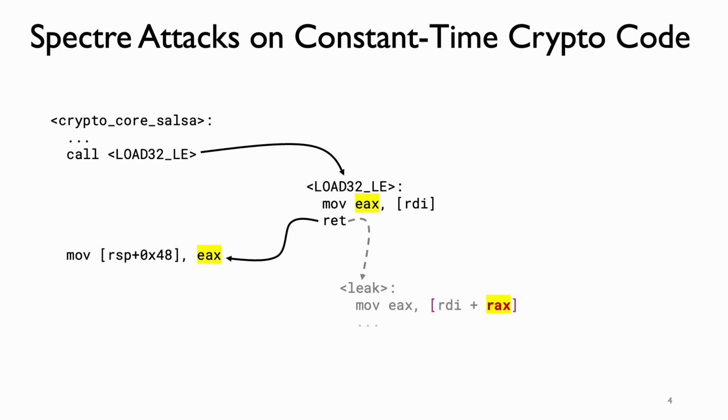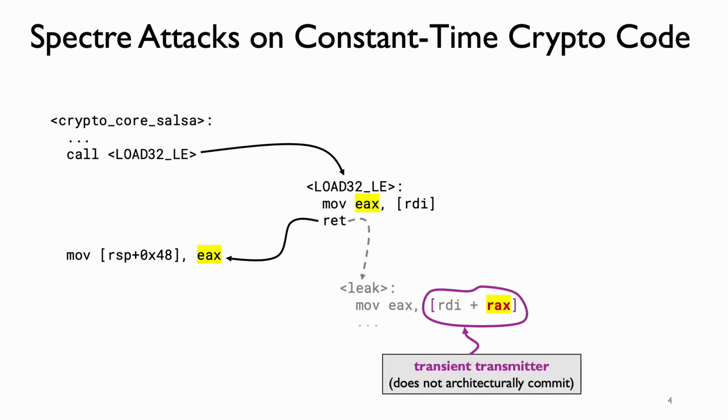However, the processor may mispredict the return address and return to a transient transmitter that leaks the secret. By transient, I mean the transmitter doesn't architecturally commit due to the prior misprediction. So this is called a Spectre attack. Spectre attacks exploit mispredictions to transiently leak secret data.